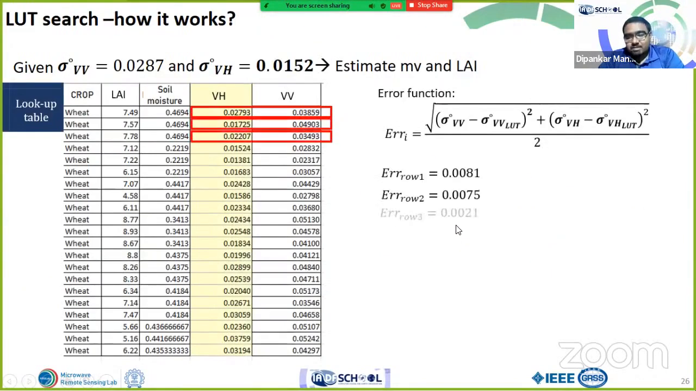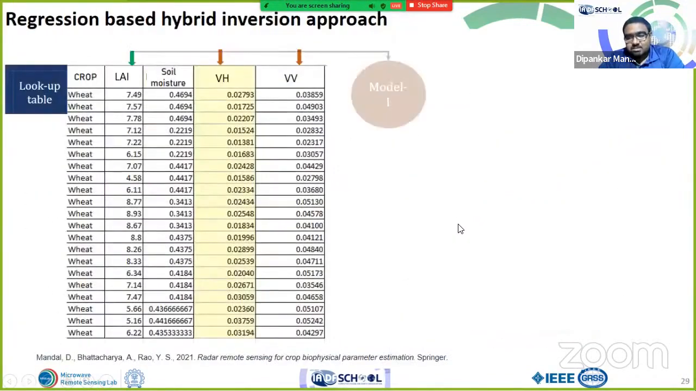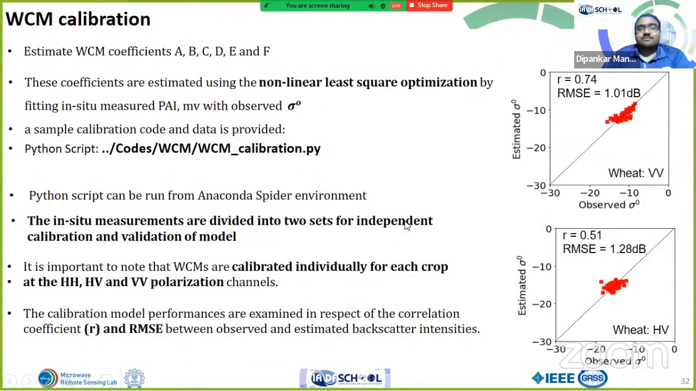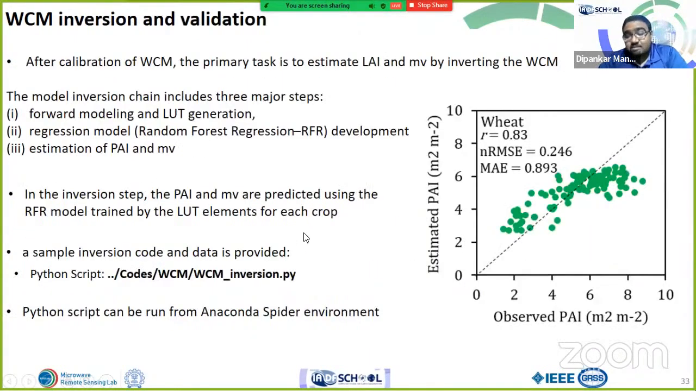Moving ahead, say we calibrate that model, then we can derive a simple regression model between the backscatter intensities and LAI or the soil moisture. Then we can have one inversion model to estimate the LAI and biomass.